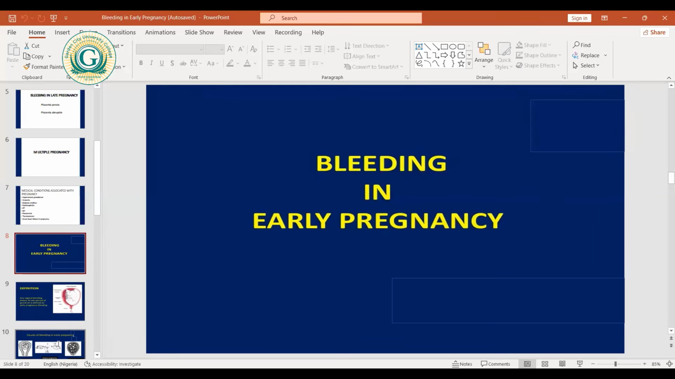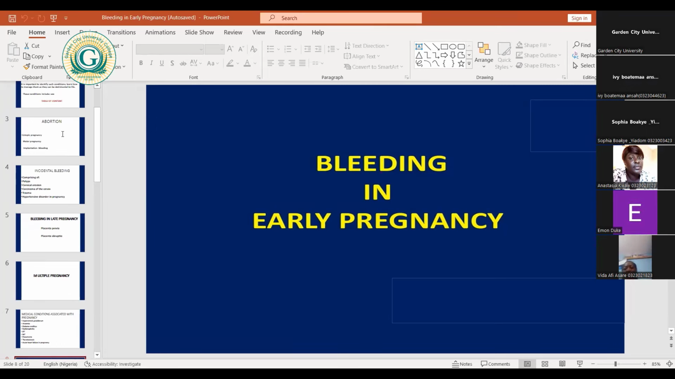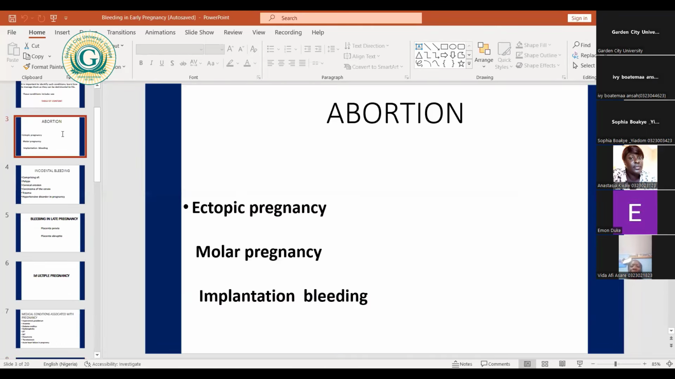Before we go to anything, I want us to know that implantation bleeding is not a problem. Implantation bleeding comes up as a result of the morula seeking a comfortable place in the uterine cavity.